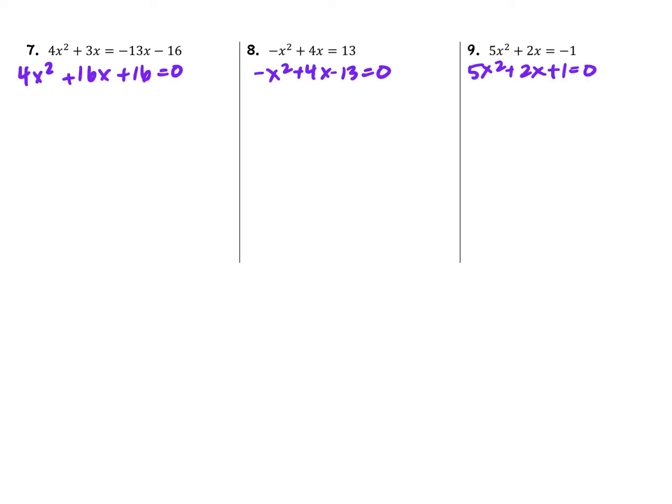All right, so hopefully you've had time to work through these. What I've done here is just made sure everything is equal to 0, so I've gotten everything on the same side.